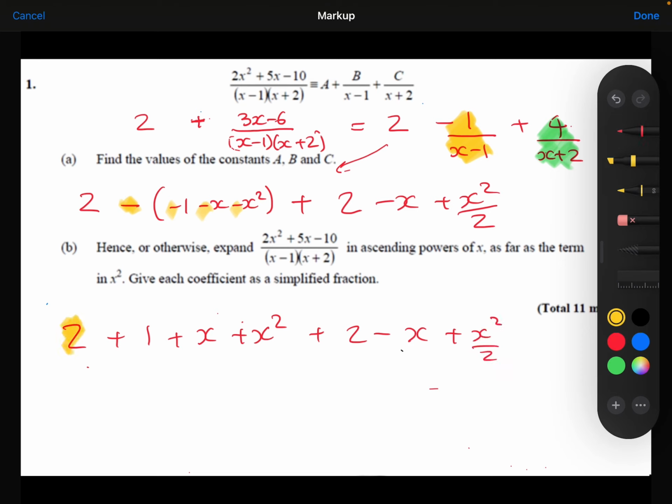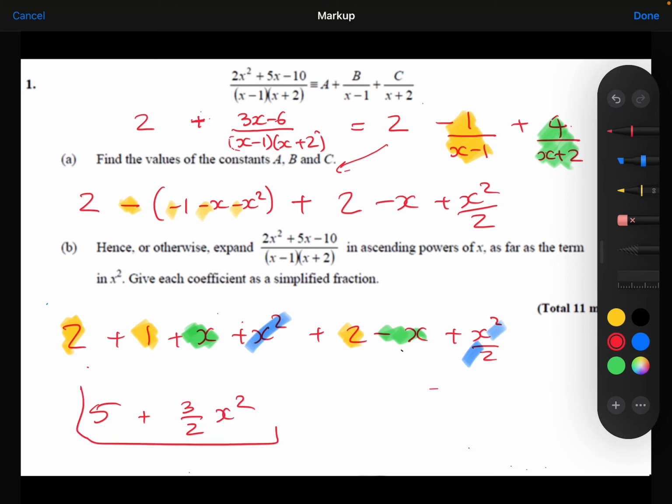Collect up the like terms. 2 plus 1 plus 2 is 5. We've then got x minus x, so they cancel out. And then we've got the x squared plus x squared over 2. So 1 plus 1/2 is 3 over 2x squared. And that is all of the terms of x up to x squared for this.